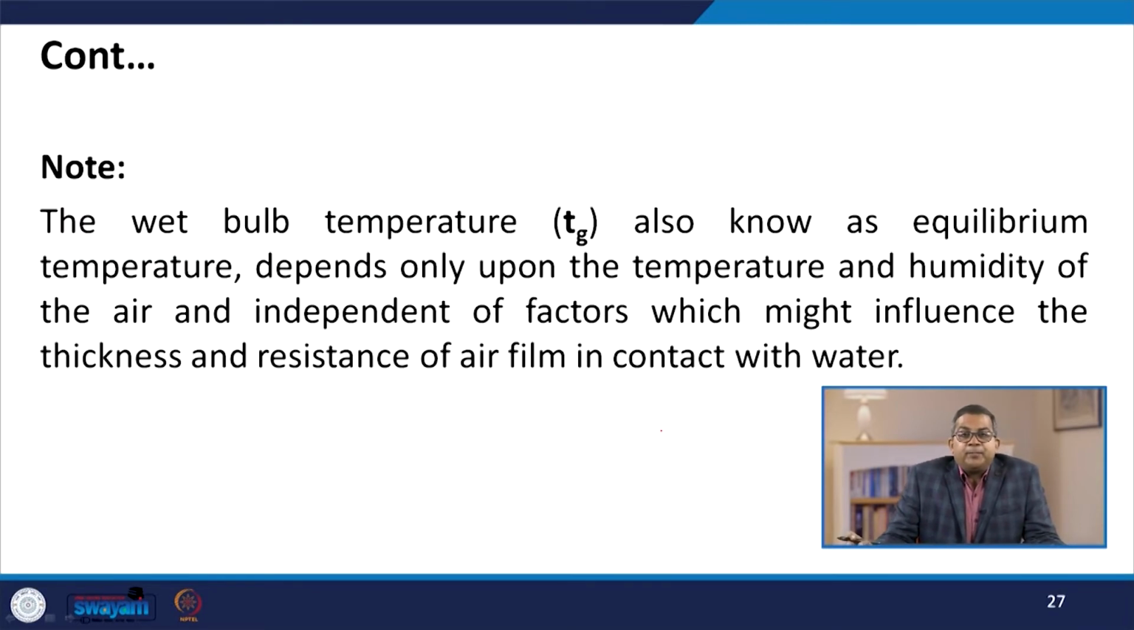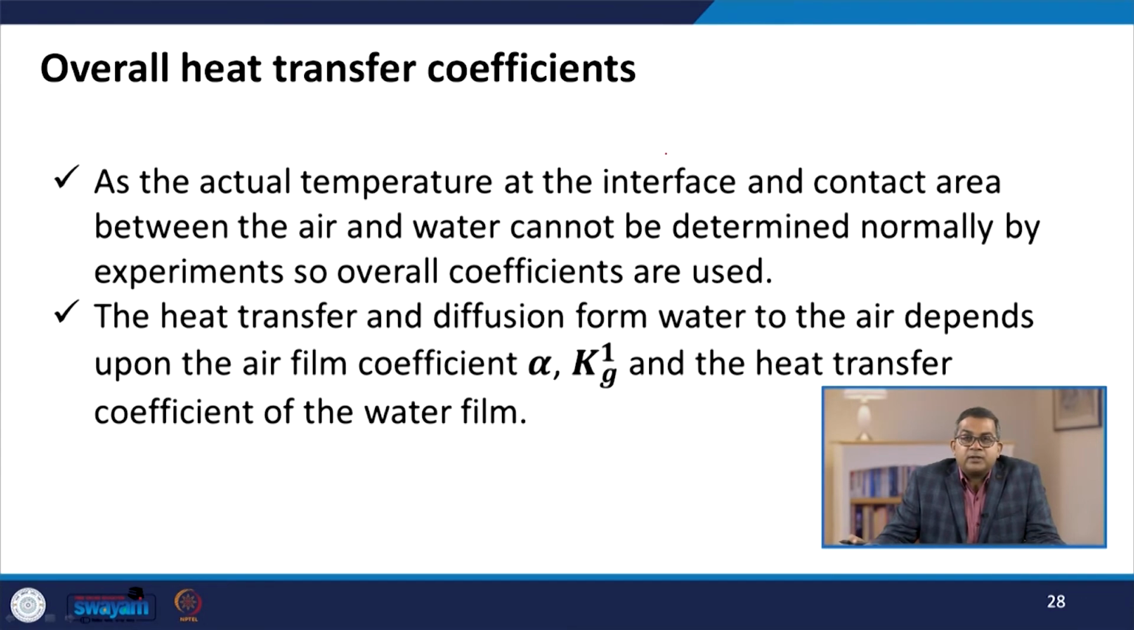Now, the wet bulb temperature Tg, also known as the equilibrium temperature, depends only upon the temperature and humidity of the air, and it is usually independent of the factors which might influence the thickness and resistance of the air film in contact with water.